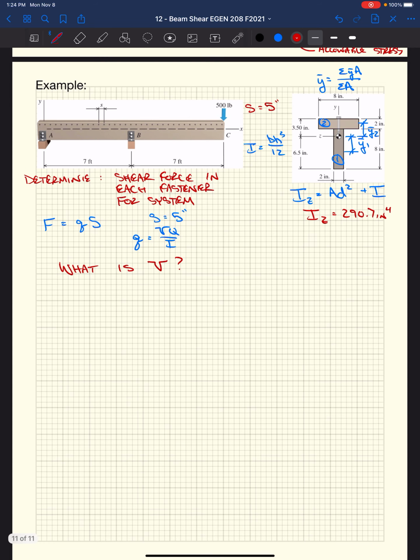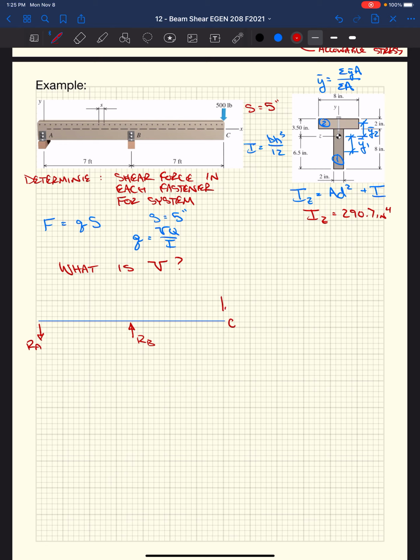Now we need to know, well, what's our shear force, right? Our shear force is going to affect our shear flow. Obviously, if we maximize our shear force, we're going to maximize our shear flow. And we really are looking for the shear force in each of the fasteners. So we really want to know what the maximum force is in each of our fasteners. So we are going to do a free body diagram. We're going to have some reactions. I'm going to guess the directions of these reactions.